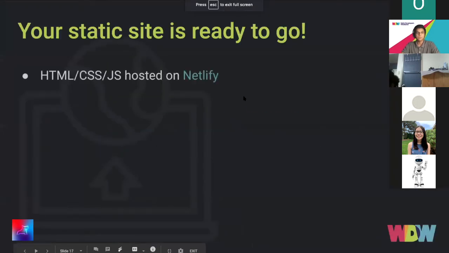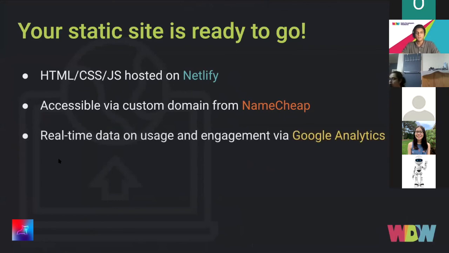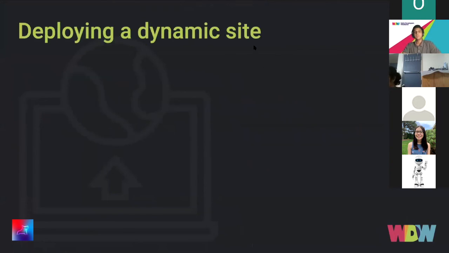So basically, we have our HTML, CSS, JavaScript hosted on Netlify, which we're using as a web server. We have our site accessible via our custom domain from Namecheap. And like I said, we have real-time data on usage and engagement from Google Analytics. So this is pretty much what I wanted to get done for today. But in case you want to know how you can deploy a dynamic site.